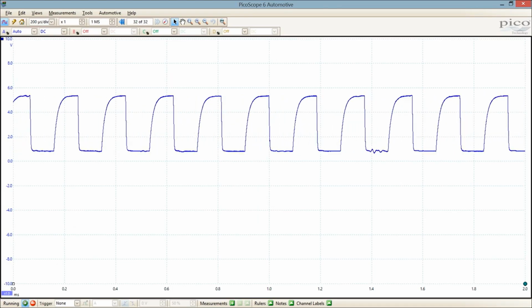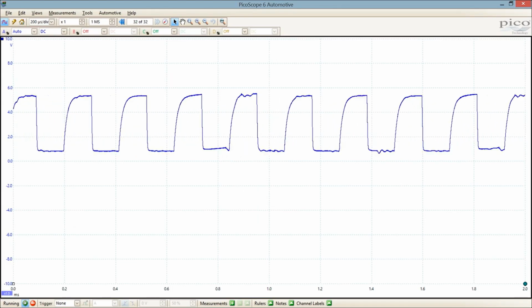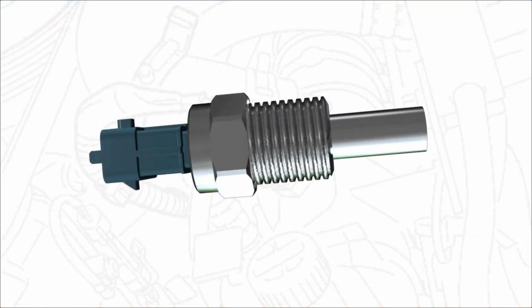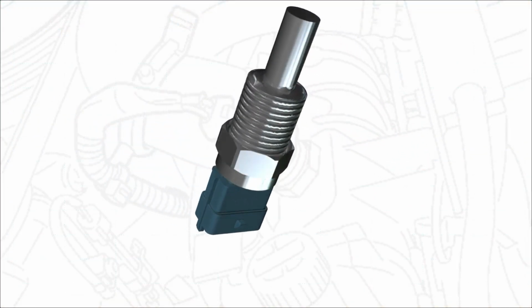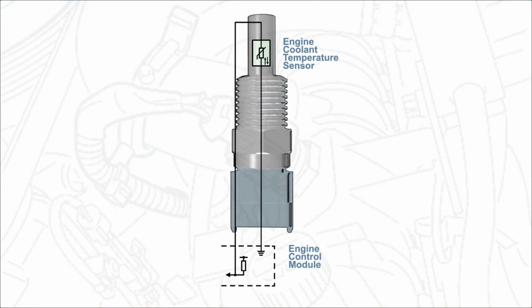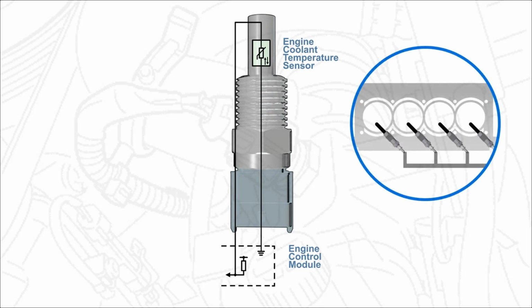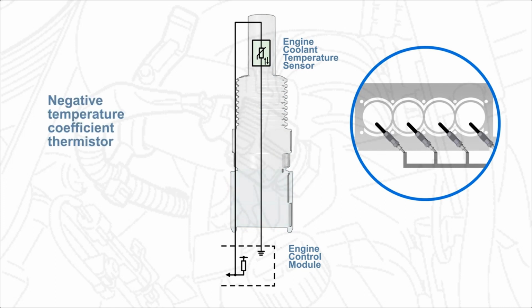Here is a typical oscilloscope pattern for a mass airflow sensor. The engine coolant temperature sensor is used to adjust the fuel injection quantity and to provide information for the glow plug operation. Like the IAT, it is a negative temperature coefficient thermistor and uses a typical 2-wire sensor circuit.